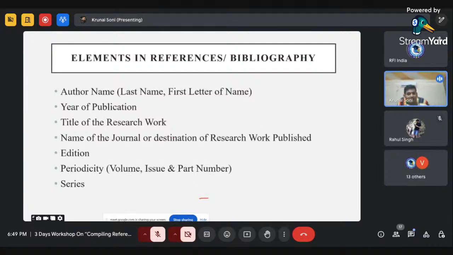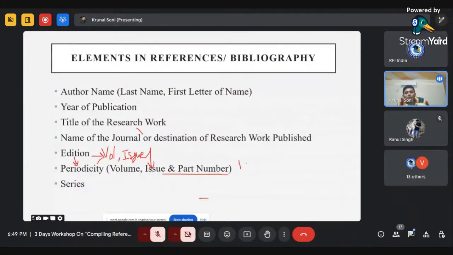So don't worry. The author's name should be there, then the year of publication in which the article has been published in so-and-so journal, then the title of the paper that you have worked on, right? Then the name of the journal in which the article has been published, then the edition in terms of the volume number, and the issue number that you need to find out. The sub-part of the edition is the issue, right? So the edition is basically the volume, and the periodicity is in terms of issue number, or subdivision again in parts.